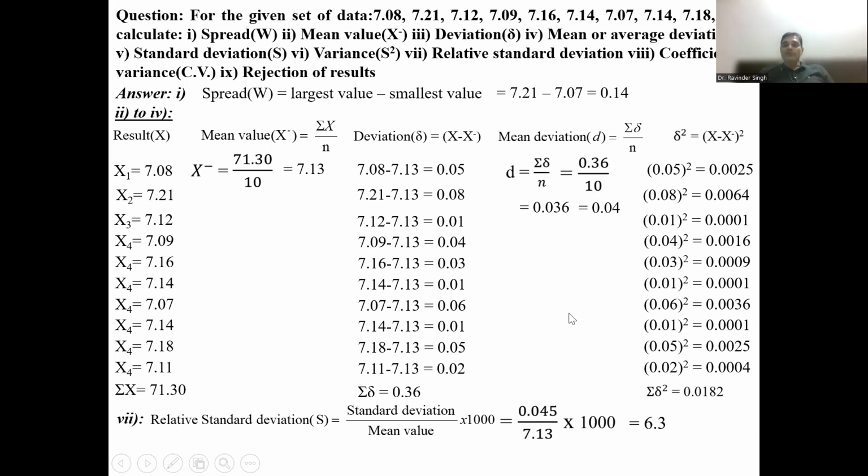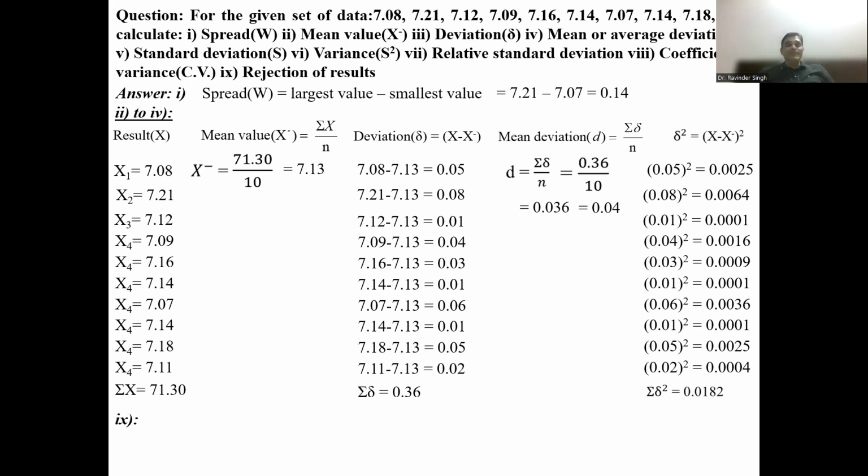The answer comes out to be 6.3. Next we find out the coefficient of variance. That's the difference between the relative standard deviation and the coefficient of variance: in case of the relative standard deviation you multiply by 1000, and in case of the coefficient of variance you multiply by simply 100. So that's the difference between these two formulas. The answer comes out to be 0.63.